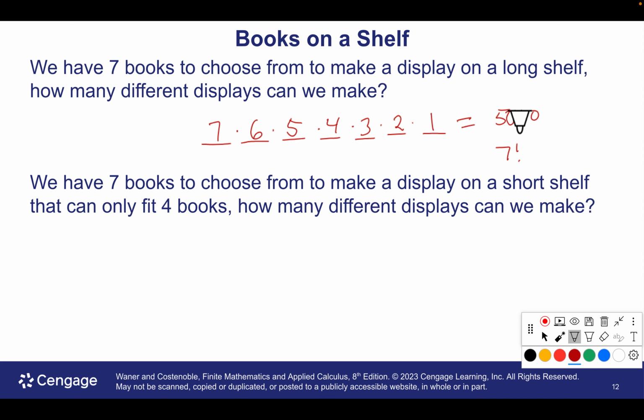So if you wanted to kind of just change a book a day or something, you could for 5,040 days, you could have a different arrangement. And then you would start to repeat it somehow. Okay.